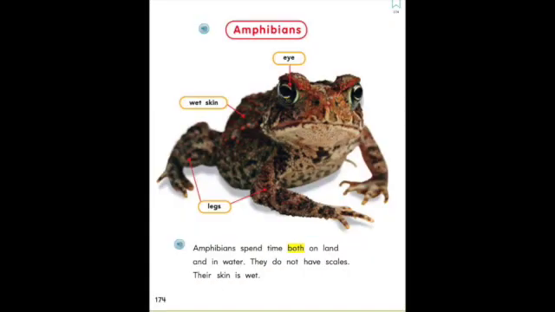We have talked about fish. We have talked about reptiles. Now we're going to talk about amphibians. Amphibians is a big word. It means cold-blooded animals that live in water and breathe air.